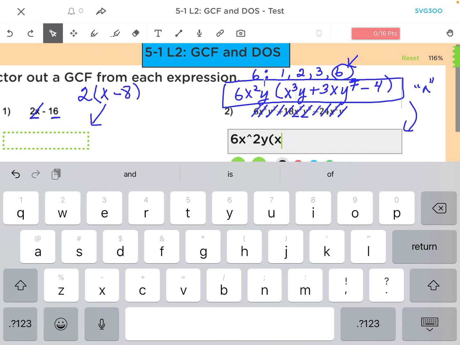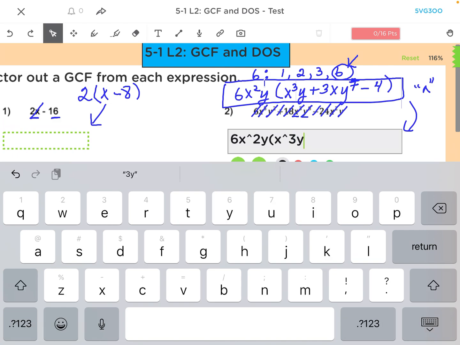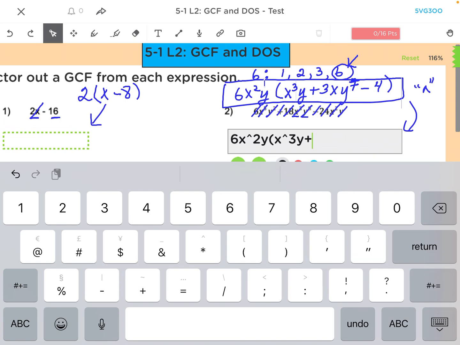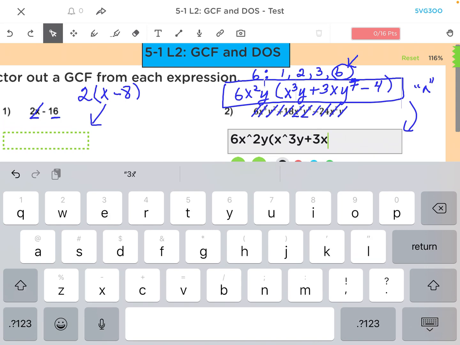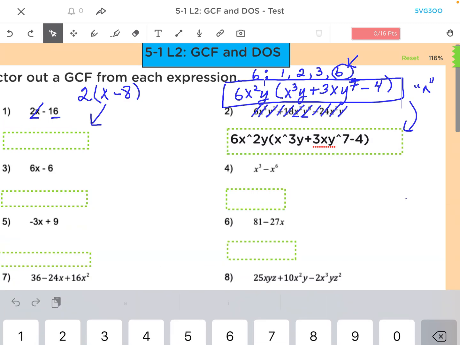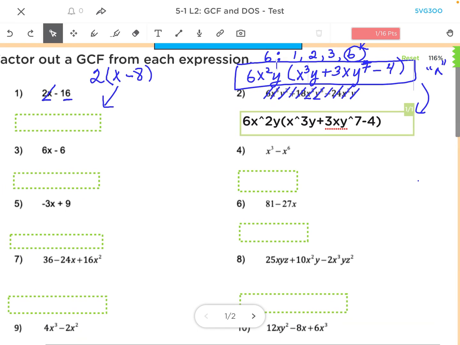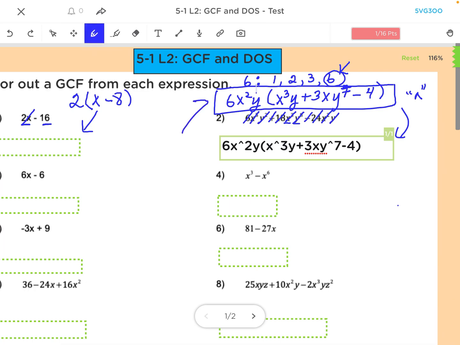We've got x cubed y plus 3xy to the 7th, and then a minus 4, and then close your parentheses. Okay, so notice it is a little bit of work to type this in, so that's why it's very important you also write this here so you can make sure you're typing it in correctly.